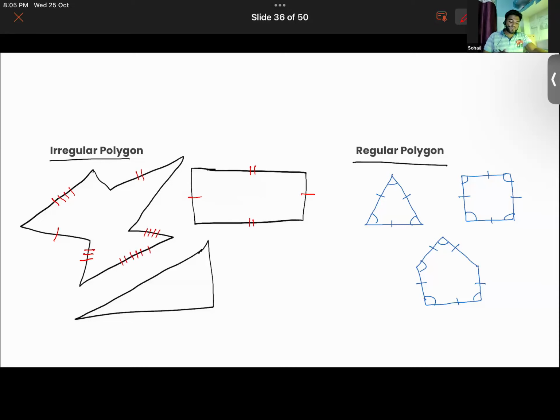You can have the example of a rectangle also as an irregular polygon, in which opposite and parallel sides are equal to each other, but not the adjacent sides. Getting it? Arham, Ahmed and Arhan. And then we have the scalene triangle, in which none of the sides are equal to each other, neither are the angles. That is simply the case with the irregular polygon.